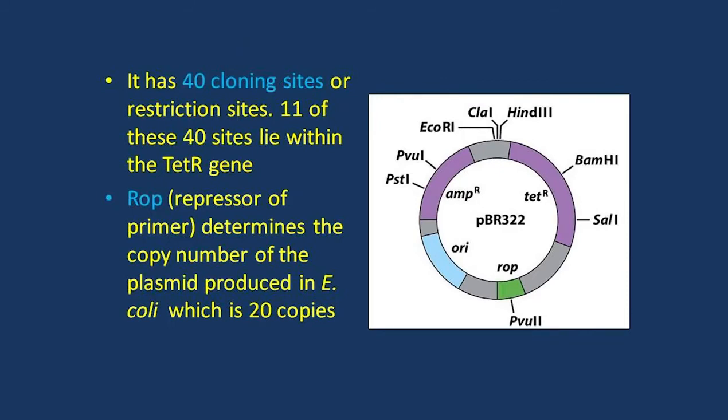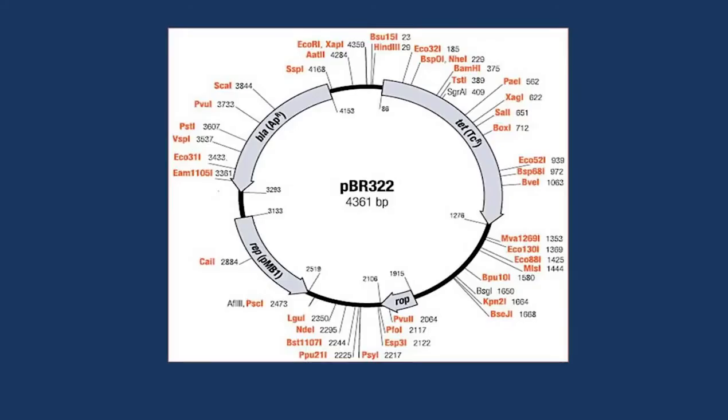These are places where different restriction endonucleases cut the plasmid and we can insert the foreign gene in one of those sites. The other character is the rop, whose full form is repressor of primer. That rop determines how many copies of pBR322 are produced in E. coli. The usual number is 20 copies. If you modify rop, you can increase the number of copies. The actual picture of pBR322 shows all the 40 different cloning sites. These sites are also called restriction sites.